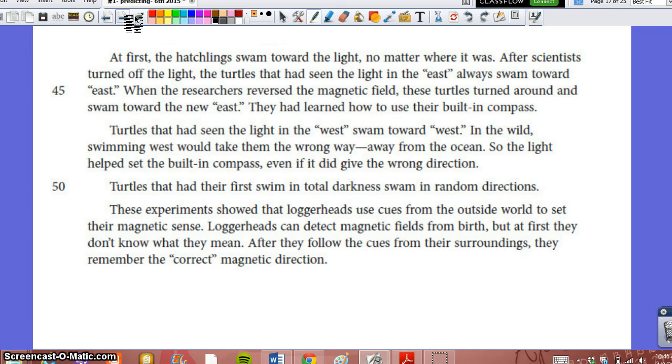Turtles that had their first swim in total darkness swam in random directions. These experiments showed that loggerheads use cues from the outside world to set their magnetic sense. Loggerheads can detect magnetic fields from birth, but at first they don't know what they mean. After they follow the cues from their surroundings, they remember the correct magnetic direction.